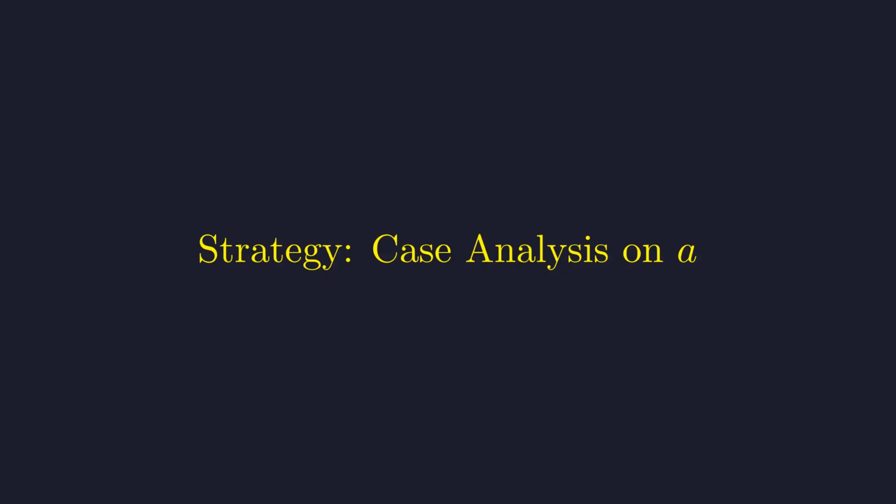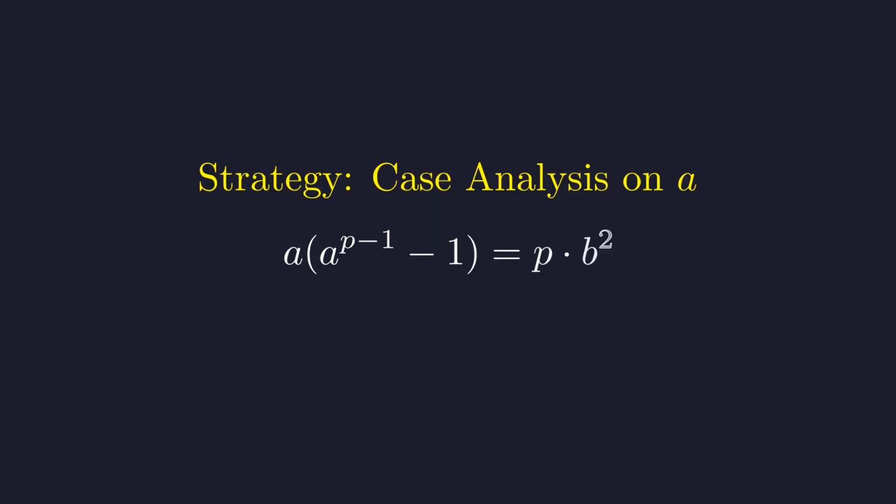Rather than testing values randomly, let's think systematically about the constraints this equation places on a. The natural starting point is to ask, could a be prime? This question requires a careful case analysis. So let's suppose a is prime and see where that leads us. When dealing with two primes, a and p, there are naturally two scenarios to consider. Either they're the same prime or they're different. Each case will teach us something different about the constraints.